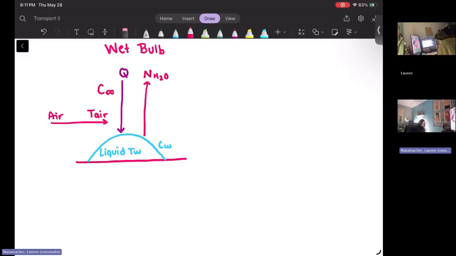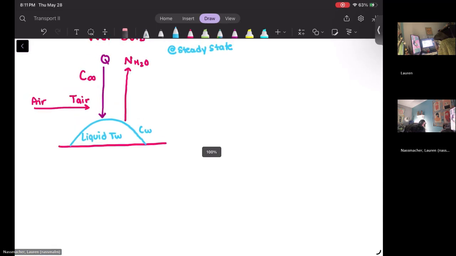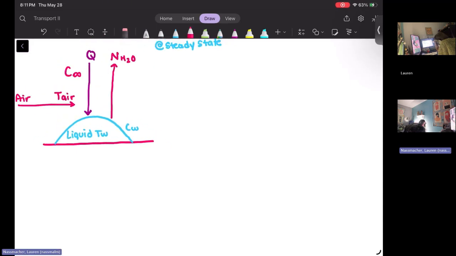Because of that relationship, we are at steady state. So we can relate our heat and mass transfer equations to each other, set them equal to each other, and then use the Lewis relation to simplify down the equations and create a true relationship. Let's do our heat transfer first. So we have our heat transfer coefficient, our area, our temperature of the air minus the temperature of the water. And this is in joules per second.